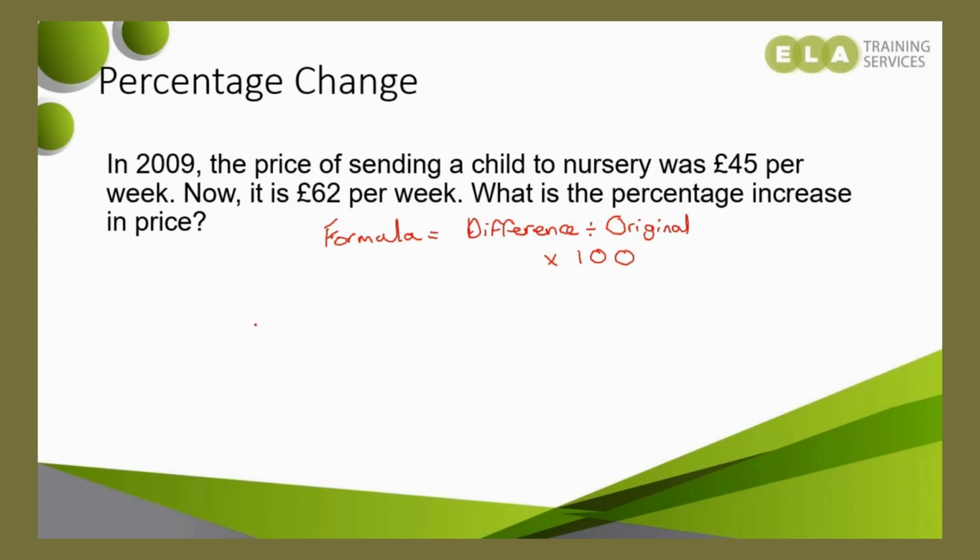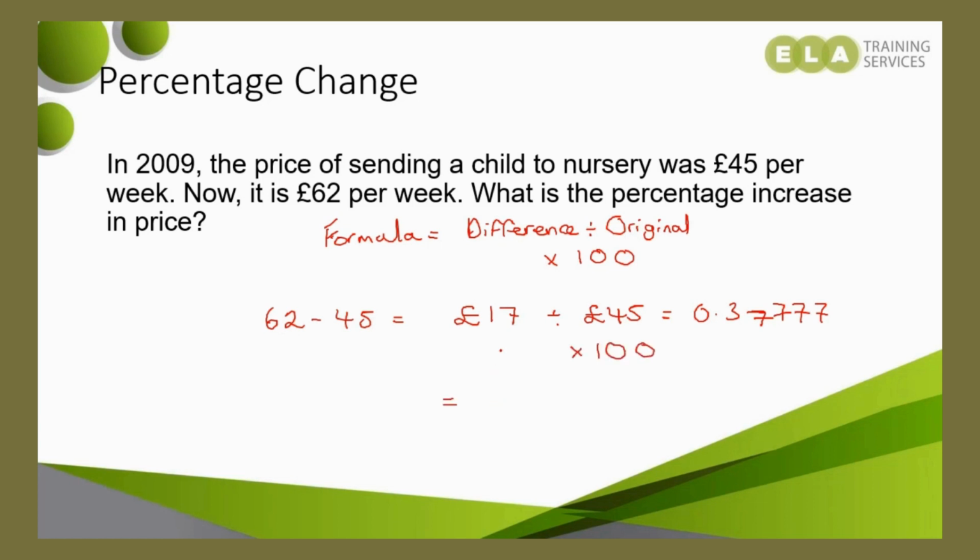So our difference, to calculate that, we're going to do 62 take away 45, which gives us a difference of 17. Then I'm going to divide 17 by my original price, which was 45. 17 divided by 45 gives me 0.33777, and this is really important to remember. I'm going to go to a few decimal places and then times that by 100 so you can see.